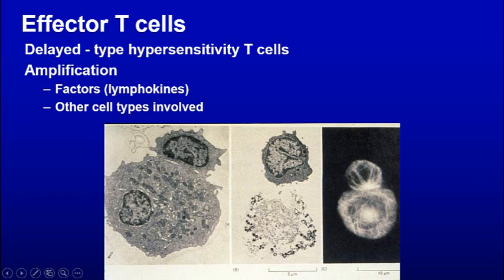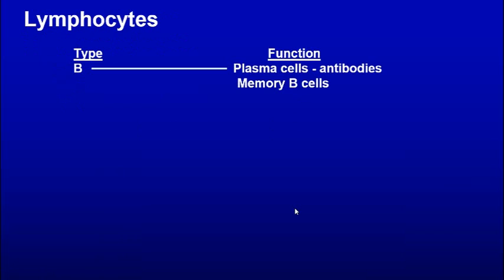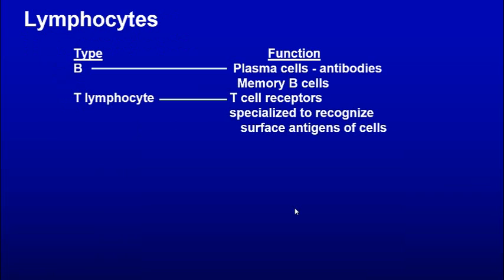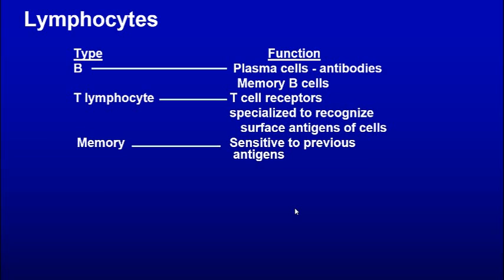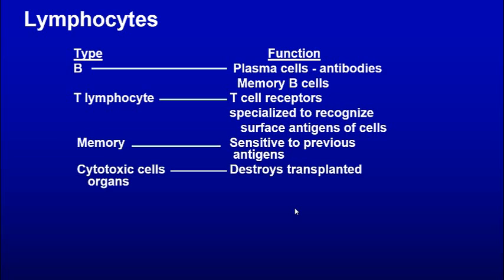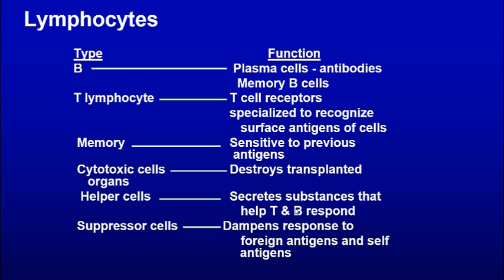There are different cells. The B cells produce plasma cells, produce antibody, and they have memory cells. T cells have T cell receptors on the surface of the cell. There are memory cells too, sensitive to the antigens if you see it again. The cytotoxic cell destroys the transplant. Helper cells secrete substances that help the T and B response. Suppressor cells dampen the response to foreign antigens.